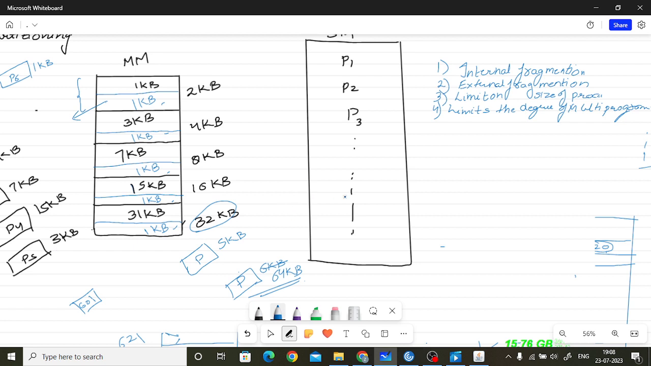How can it limit the degree of multiprogramming? So let's discuss what multiprogramming is. It's a kind of operating system that we have and that we are using. So in this it limits the degree of multiprogramming.